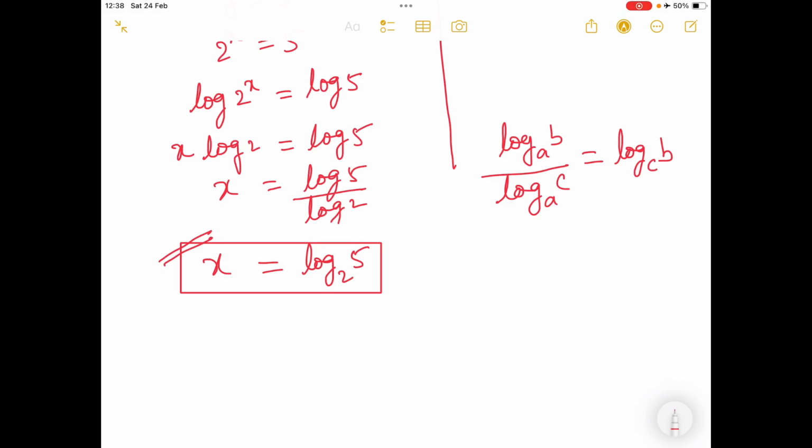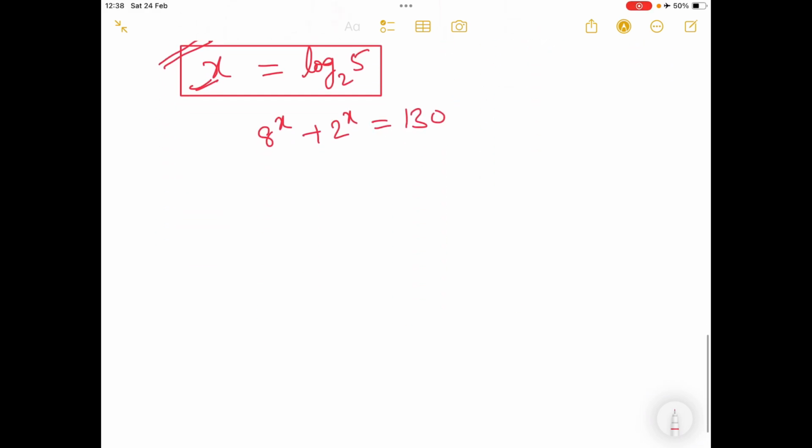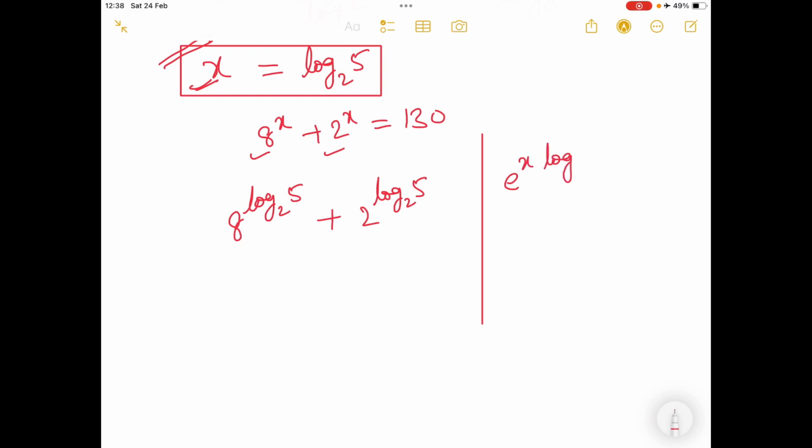Let us check whether this answer is correct or not by putting this value of x in the equation. We have the equation 8 to the power x plus 2 to the power x is equal to 130. Let us find the value of 8 to the power x plus 2 to the power x. After putting the value of x, that is equal to log 2 base 5, we get 2 to the power 3 log 2 base 5 plus 2 to the power log 2 base 5. There is another rotation formula of log, that is e to the power x log e base a, and this is equal to a to the power x.